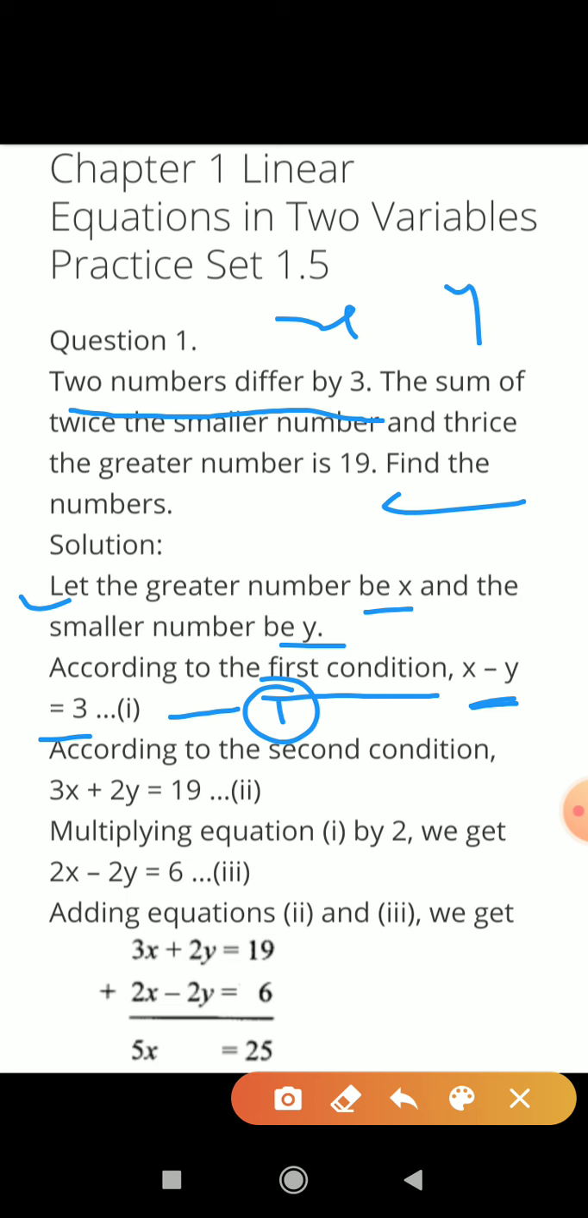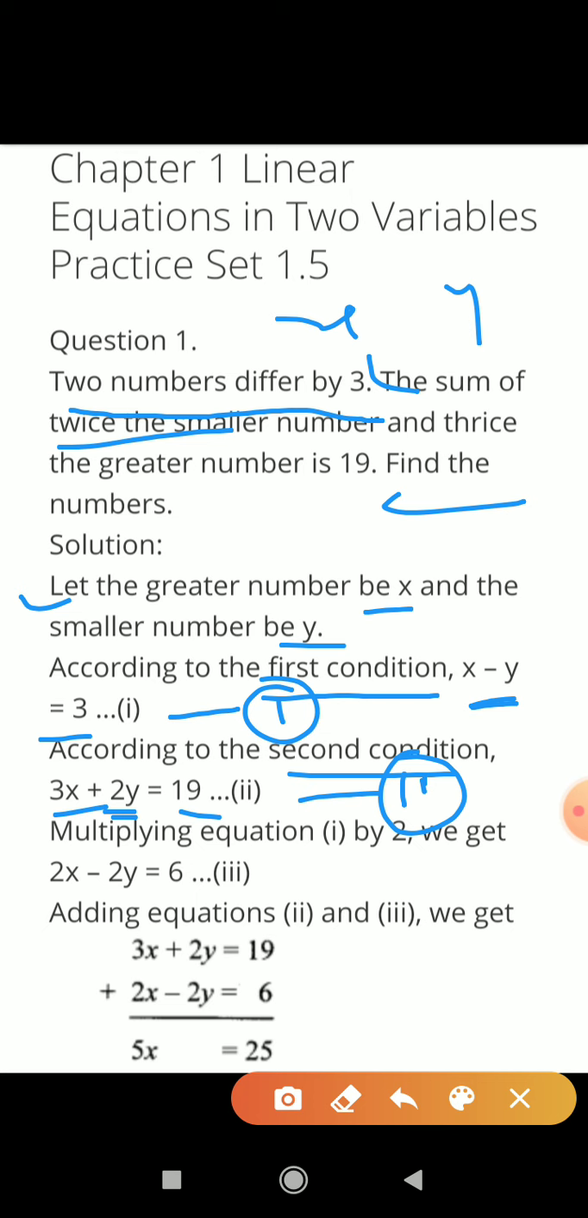Then according to the second condition, the sum of twice the smaller number, that is, the smaller number is y and twice of this is 2y, and thrice the greater number, so thrice x, and twice y, their sum is 19. So this is our equation number 2. Thus we have two equations, 1 and 2. Now the remaining part is to solve those simultaneous equations and find the values of x and y.